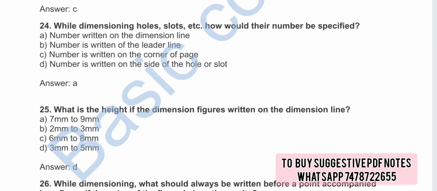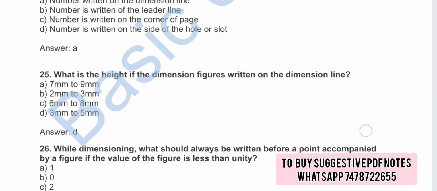24. While dimensioning holes, slots, etc., how would their number be specified? Number written on the dimension line, number is written on the leader line, number is written on the corner of page, number is written on the side of the hole or slot. The answer is A, that is number written on the dimension line.